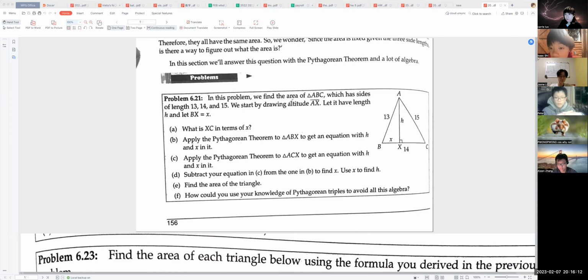In this problem, we find the area of ABC, whose sides have lengths 13, 14, and 15. Everybody, we start by drawing the altitude AX. The altitude is the height, right? So AX is based on BC. That means on AC, you're going to have another height.